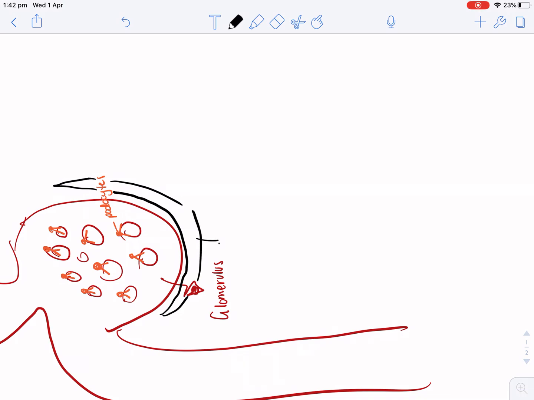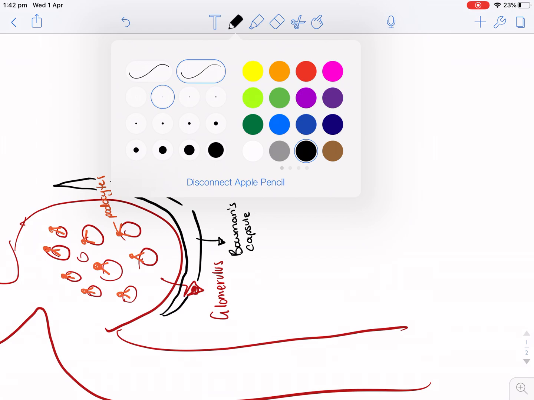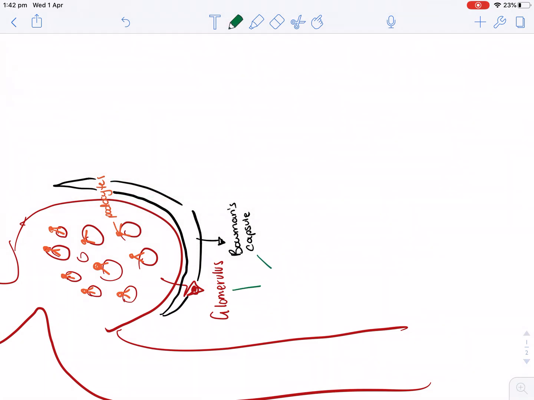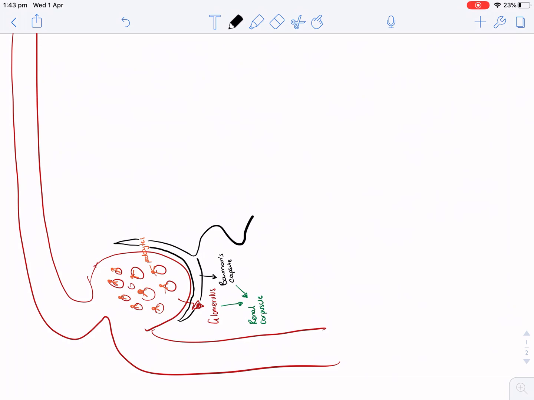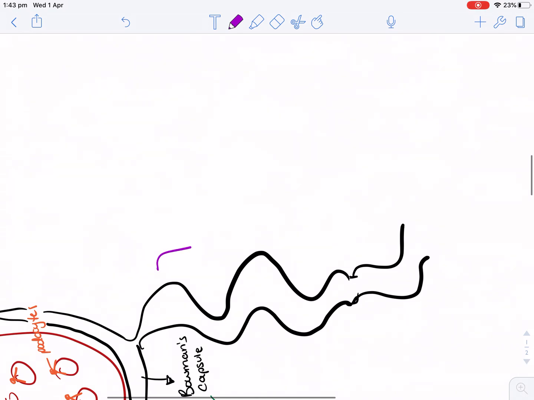So then this glomerulus is met by this structure here, and this structure here is what we know as the Bowman's capsule. Now, an important point to note is that when you have a glomerulus plus a Bowman's capsule, you end up with something called a renal corpuscle. So, the Bowman's capsule then ends up as this first convoluted tubule, and this convoluted tubule is what we call the proximal convoluted tubule.